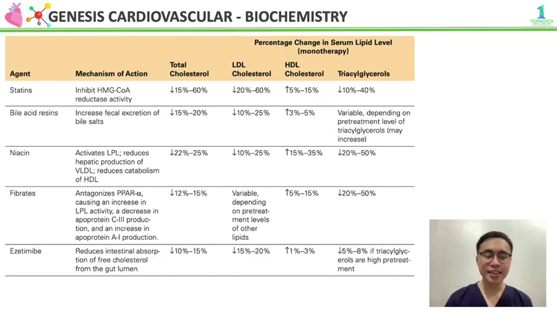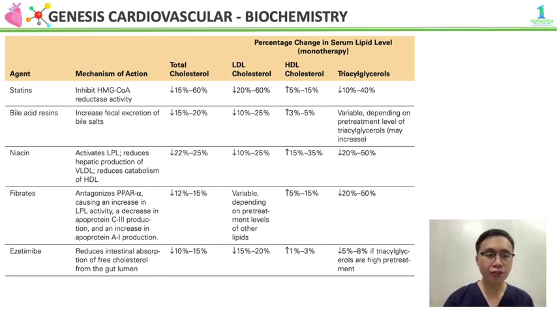Next you have niacin. Niacin would activate LPL, which is lipoprotein lipase, and reduces hepatic production of VLDL and reduces catabolism of HDL. So if it's able to act on the LPL and reduce hepatic production of VLDL, what would be the expected effect on the lipid level? You know that the VLDL would be carrying triglycerides, right? It's actually one of the main carriers of endogenous triglycerides. So you can see here in the percentage count that the effect is more of a decrease in the triglyceride level, a decrease of 20 to 50%.